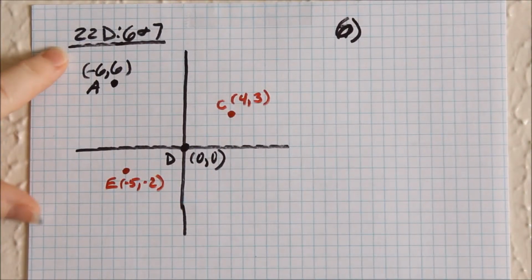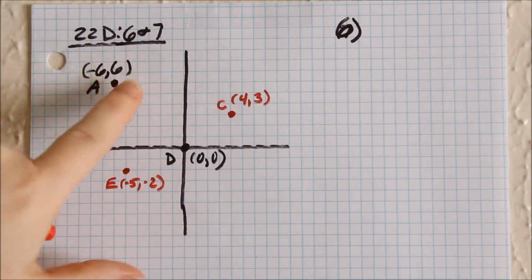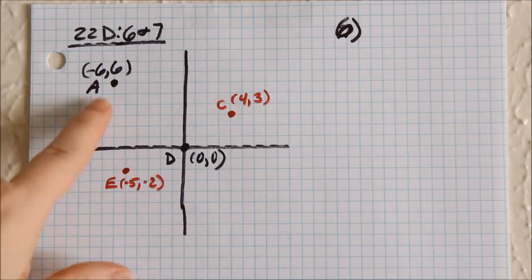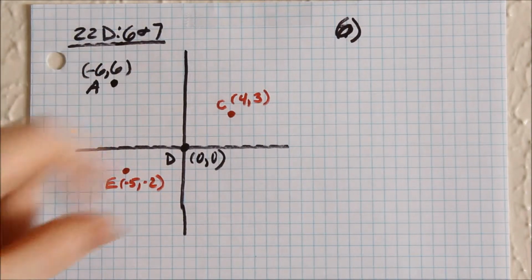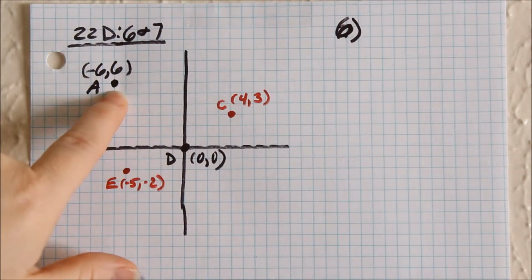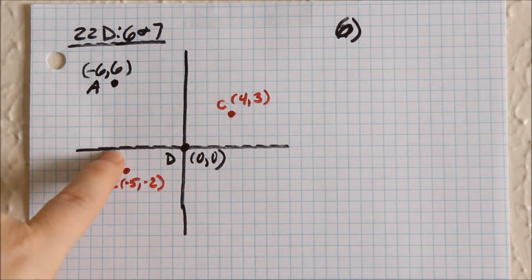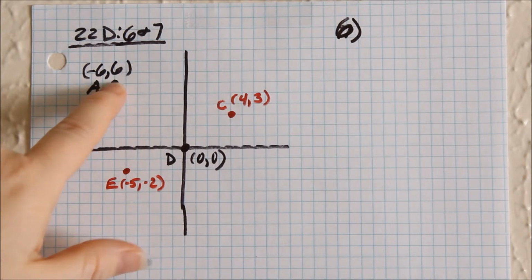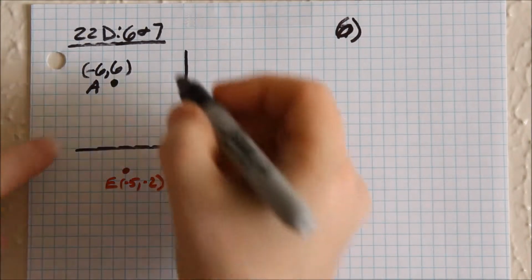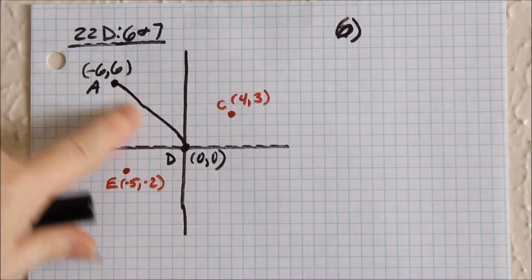Okay, let's work some problems using the distance formula. I'm looking at 22D, number 6 and 7. We're going to look at number 6 first. At the top of this page, they give you some points. Problem number 6 says find the distance between point A and point D. Point A is the coordinate -6, 6. So basically, I started at the origin, then went over -6 in the x direction, and then went up 6 in the y direction. And then point D is the origin, 0, 0. They are asking us to find the distance between point A and D. So this line is what we're finding.